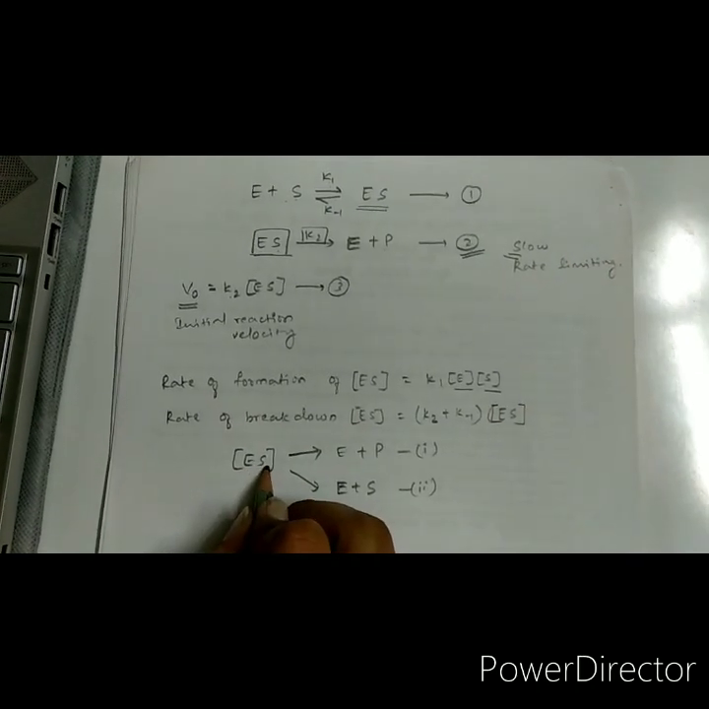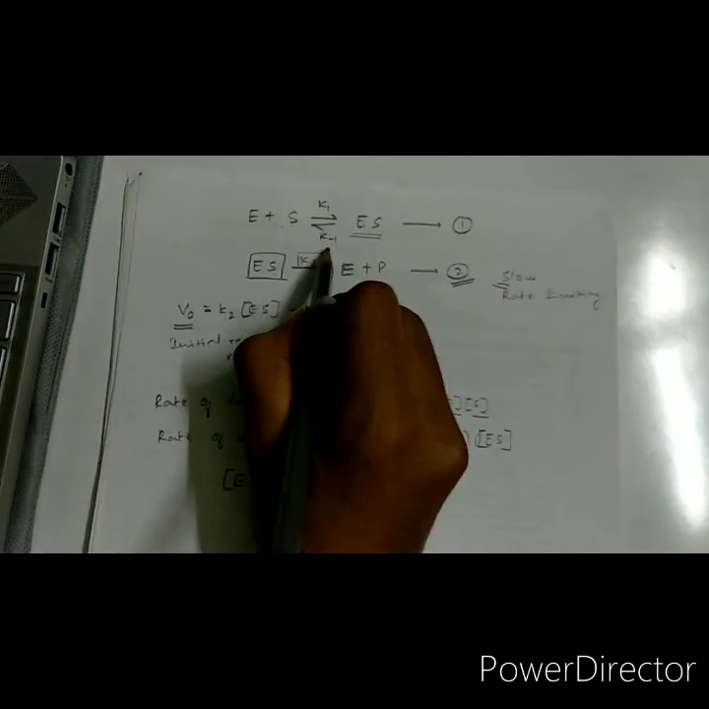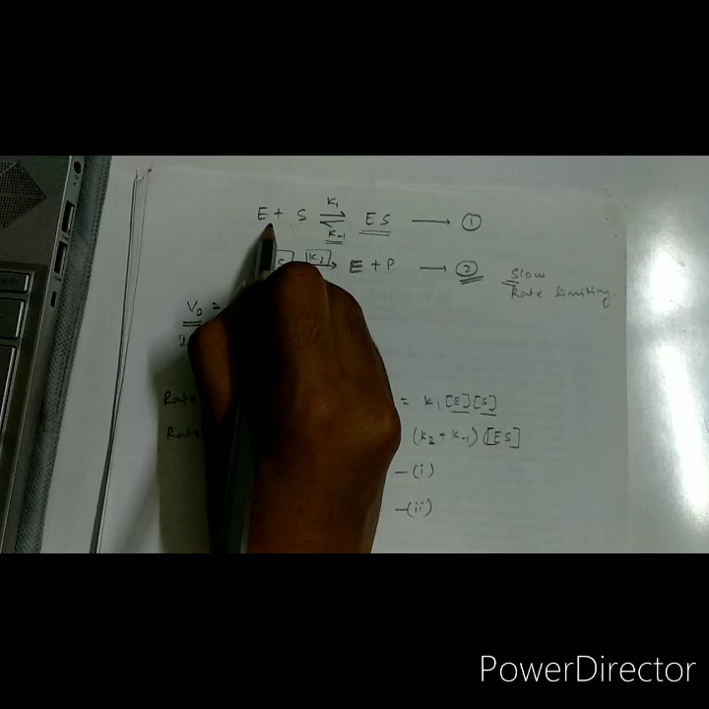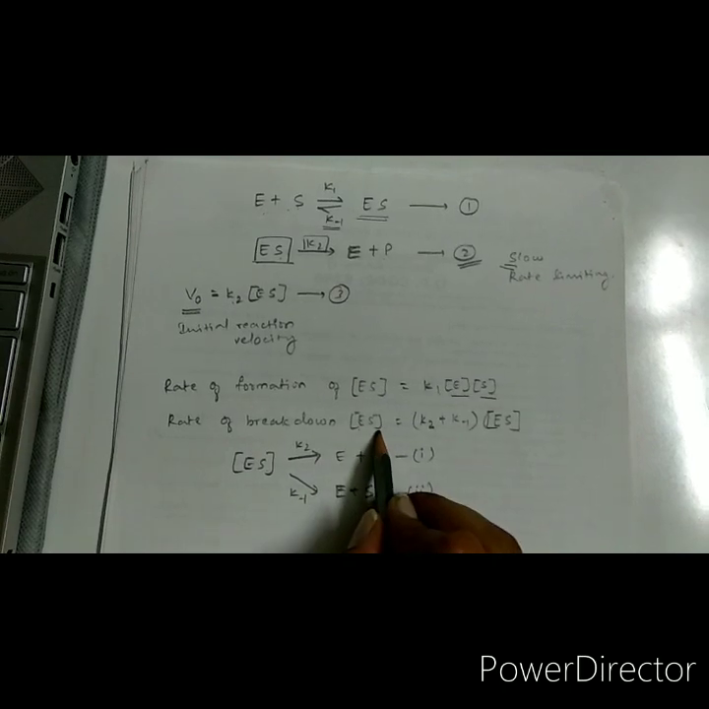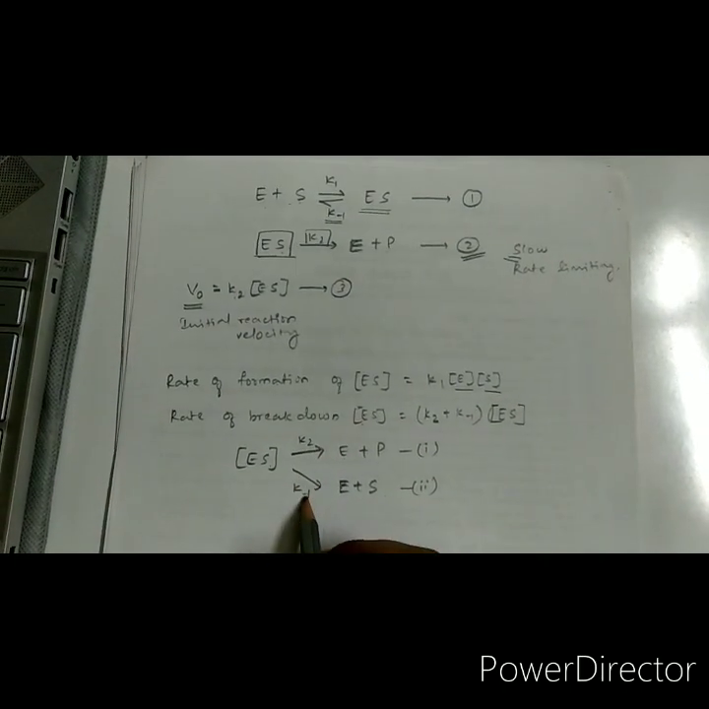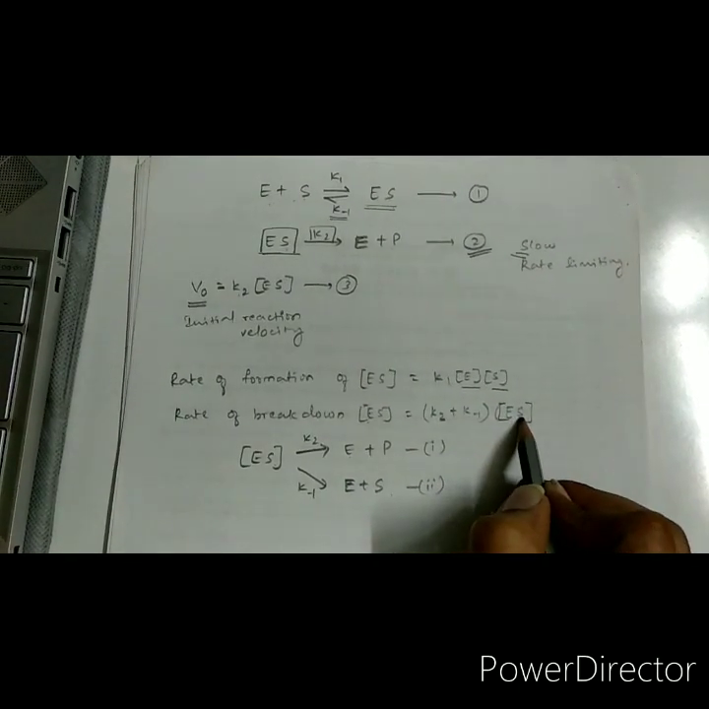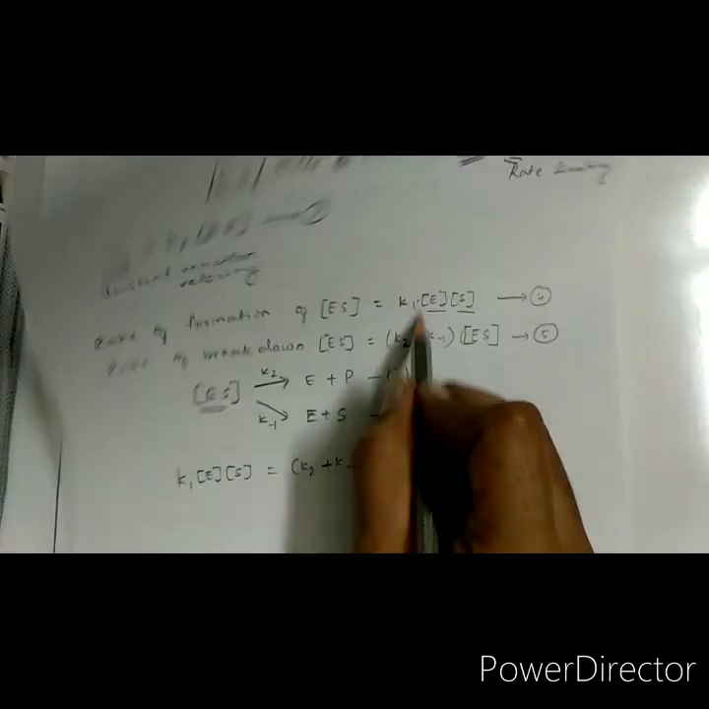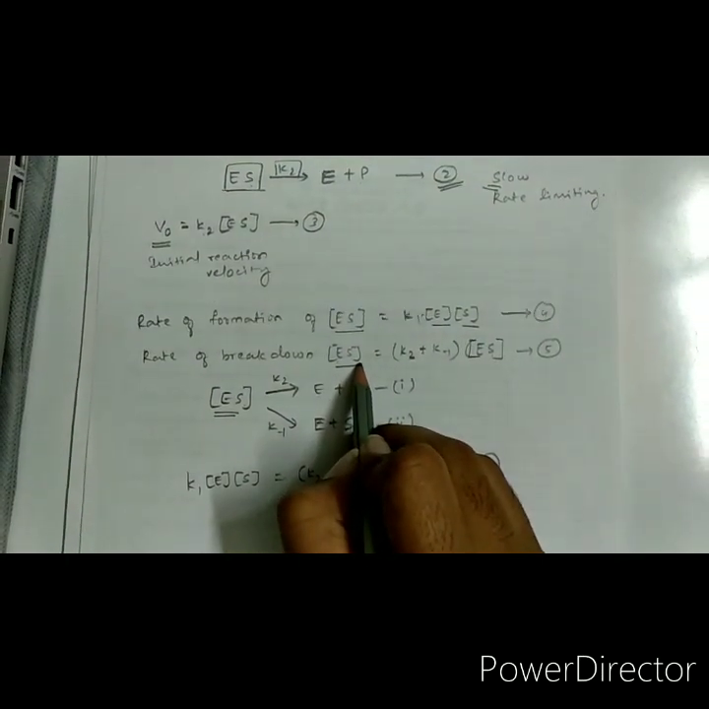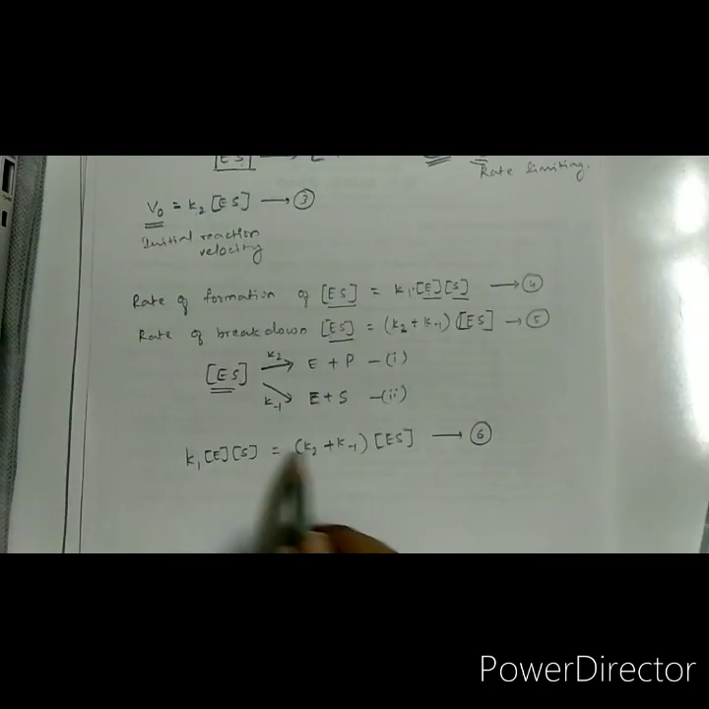The rate of breakdown of ES can be given by either K2 or K minus 1. You can see here K minus 1 is reverting back into enzyme and substrate. So the rate of breakdown of ES can be given by either K2 or K minus 1. Both possibilities are possible. So K2 plus K minus 1 into ES. If we combine both of these reactions as defined for ES, we get K1 into E into S is equal to K2 plus K minus 1 into ES.